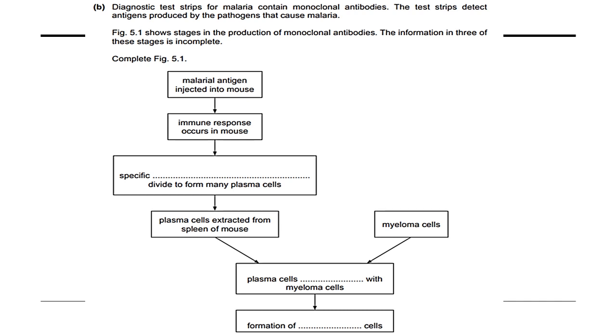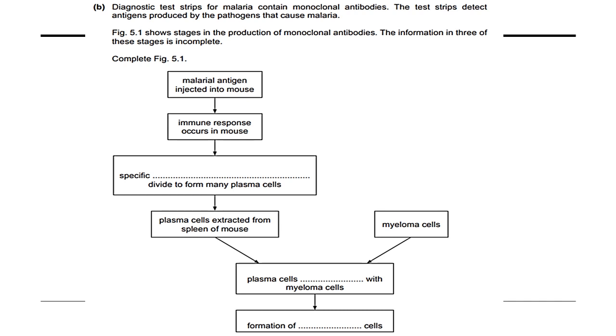Diagnostic test strips for malaria contain monoclonal antibodies. The test strips detect antigens produced by the pathogens that cause malaria. Figure 5.1 shows stages in the production of monoclonal antibodies. The information in three of these stages is incomplete. So monoclonal antibodies, I think you come across that in either immunity or infectious diseases. I'm not really sure, but it's one of the two. All right, so please make sure you study those chapters really well.